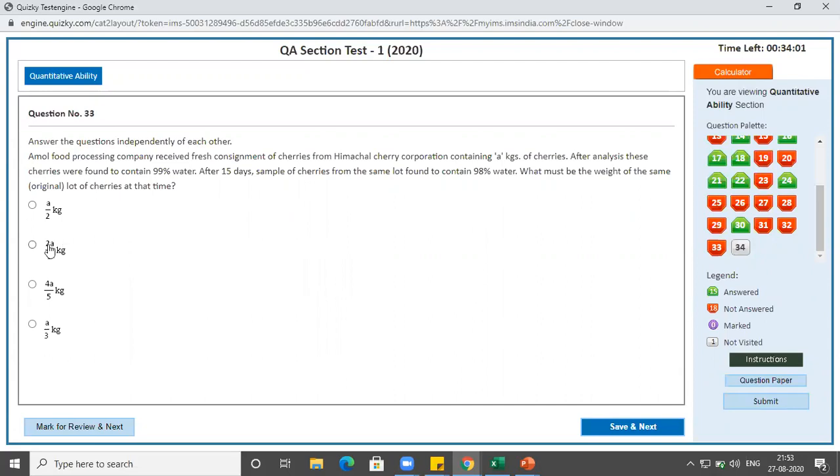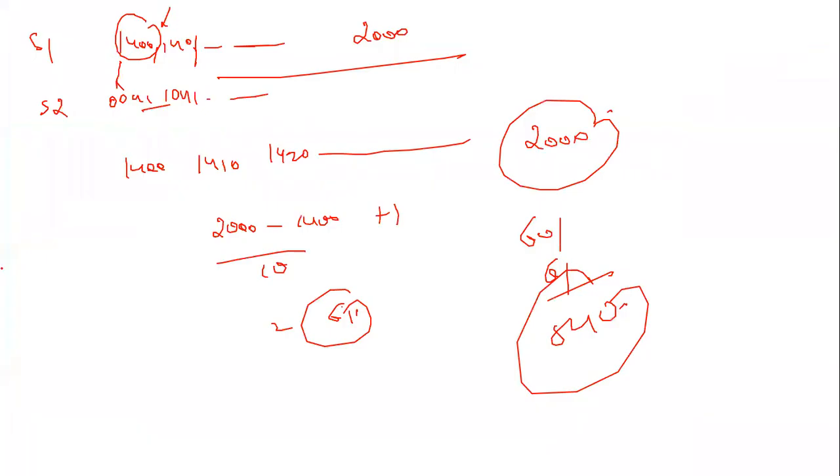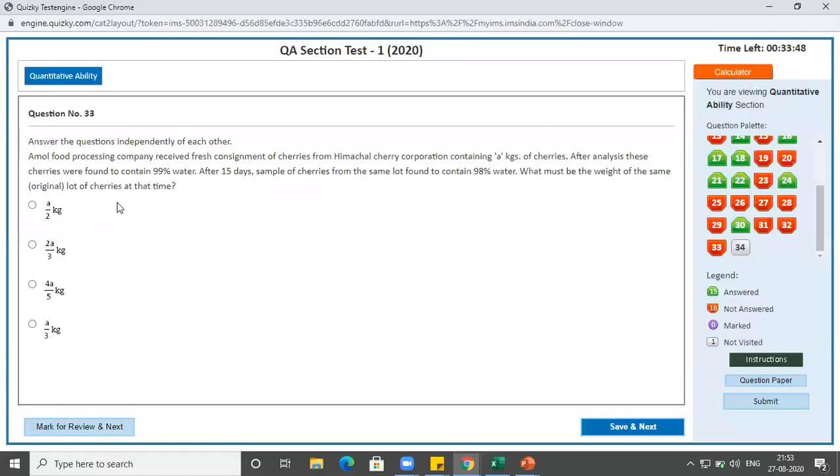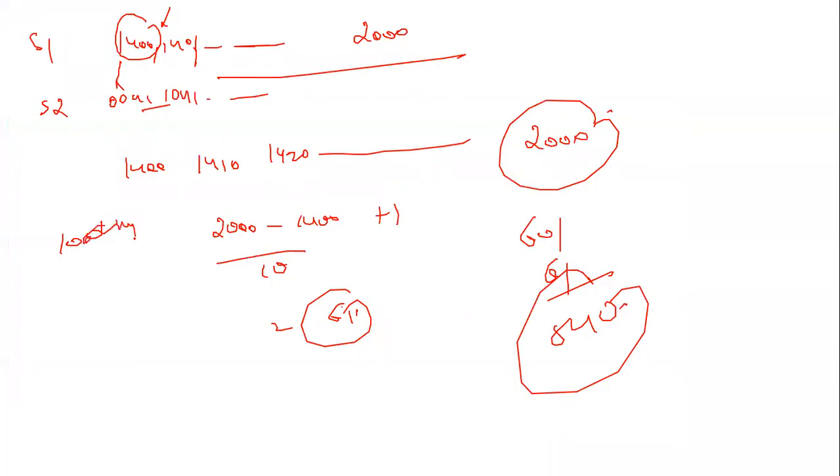A food processing company received a fresh consignment of cherries from Himachal Cherry Corporation containing 8 kgs. After analysis, these cherries were found to contain 99% water, so 1% is not water. If I have 100 kg, then 1 kg is cherry juice and 99 kg is water.